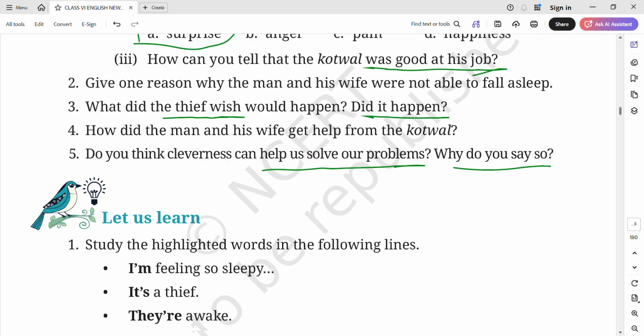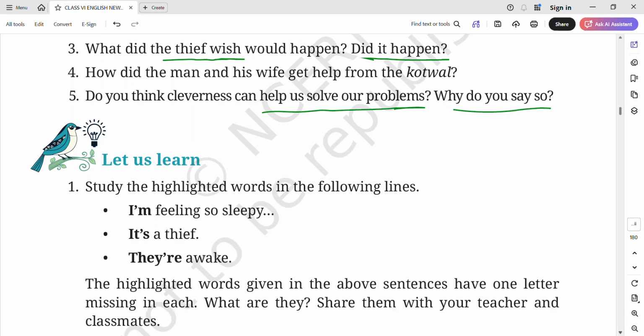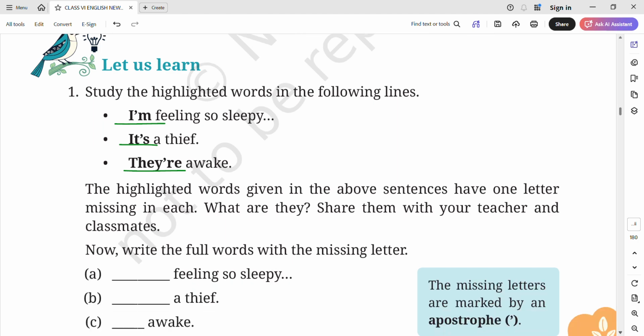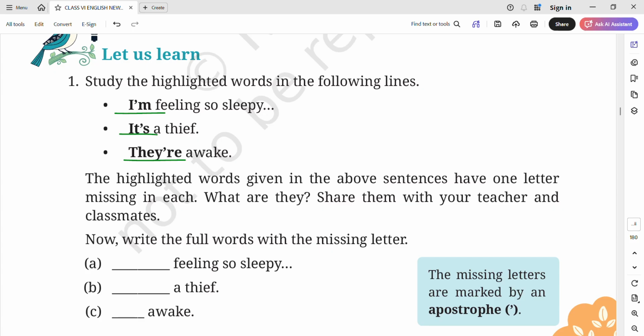Now coming to the next question, let us learn. So these are the questions, you can see here some highlighted words: I'm, it's, there. So these are the short forms, when we are using them in speaking, we are going to pronounce them in a short way. So these are the short forms that we are using in English, and we need to fill this exercise using the short forms. Now write the full words with the missing letter.